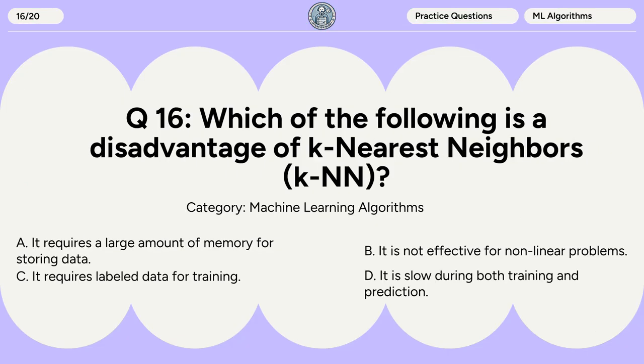Question 16. Which of the following is a disadvantage of k-nearest neighbors? A. It requires a large amount of memory for storing data. B. It is not effective for nonlinear problems. C. It requires labeled data for training. D. It is slow during both training and prediction.